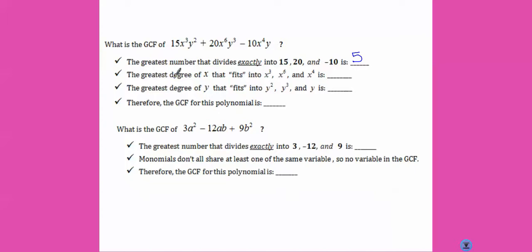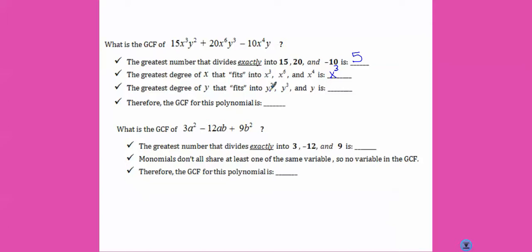Then we want to find the greatest degree or exponent of x that fits into x cubed, x to the 6th, and x to the 4th, meaning this one has 3 x's multiplied, this one has 6 x's multiplied, and this one has 4 x's multiplied. We want to take as many as we can from all of them, but it has to be the same thing. Since this one only has 3, the most we can take from all of them is x cubed.